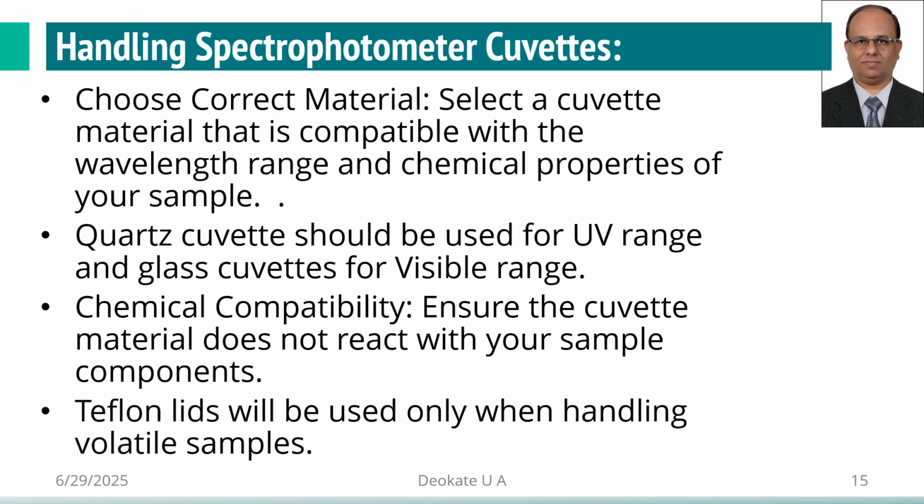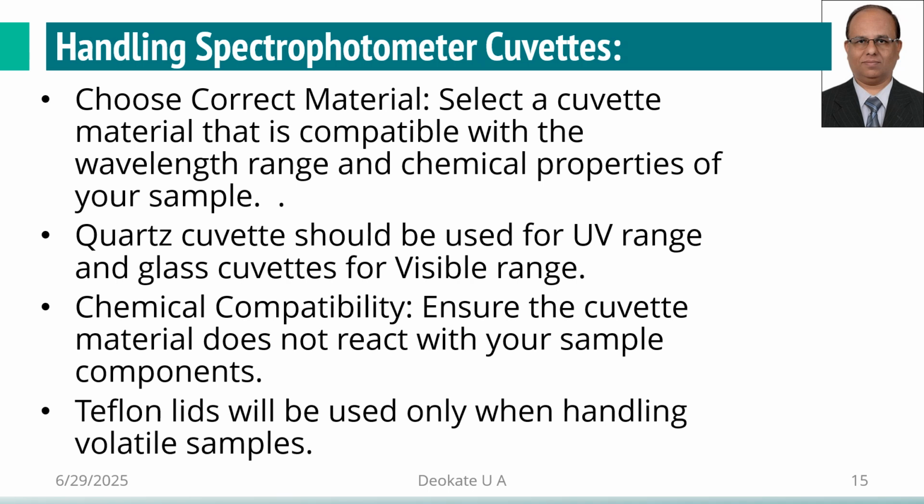Choose correct material. Many students, when they are doing the determinations, say that they are not getting a clear graph before 250 nanometers. That is due to the use of a glass cuvette. So if you are using the UV range, then you have to use the quartz cuvettes only, where the Q is written. Select a cuvette material that is compatible with the wavelength range and chemical properties of your sample. Quartz cuvettes should be used for the UV range and glass cuvettes for the visible range.